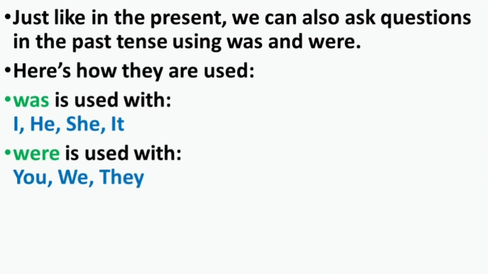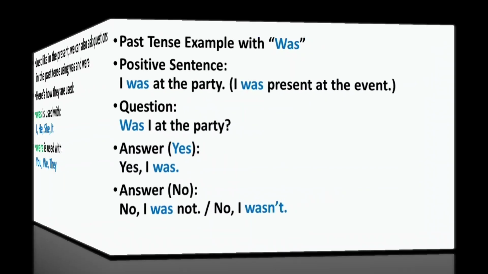Now let's talk about the past tense was and were. Just like in the present, we can also ask questions in the past tense using was and were, dear students. Here is how they are used. Was is used with I, he, she, it, and were is used with you, we, they. Let's see examples.